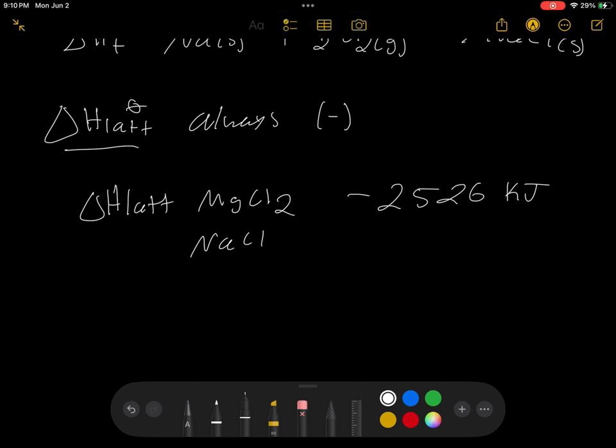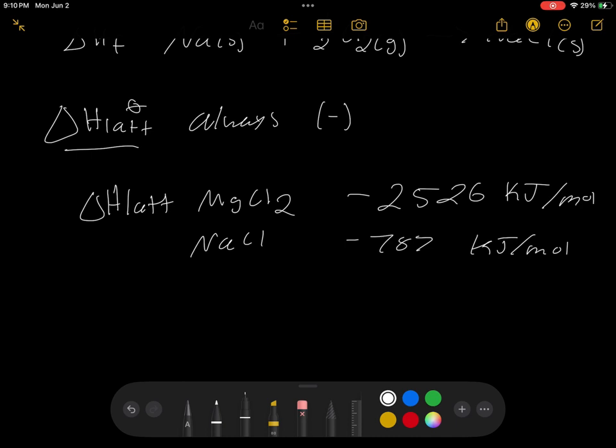Oh, don't mind that. The delta H lat for sodium chloride is negative 787 kilojoules per mole, right? Oh, that was embarrassing. I forgot to turn on Do Not Disturb.